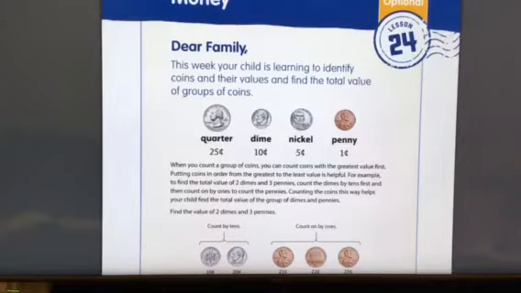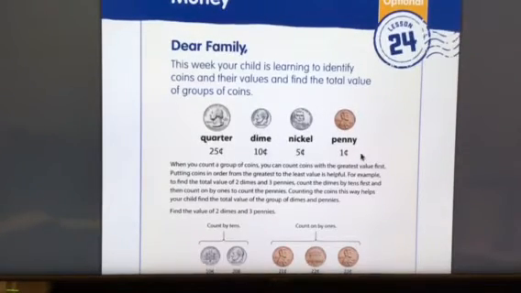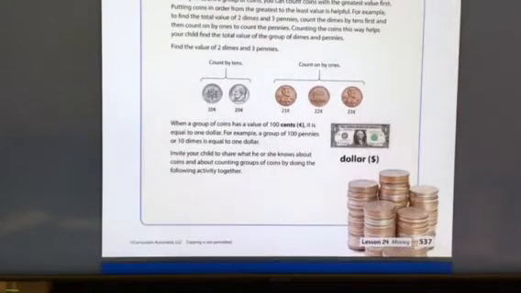So as you can see, we have a quarter is 25 cents. A dime is 10 cents, a nickel is 5 cents, and a penny is 1 cent. You will be learning how to skip count, which means that you might start with 2 dimes, 10, 20, and then having to go to counting by ones, like 21, 22, 23.